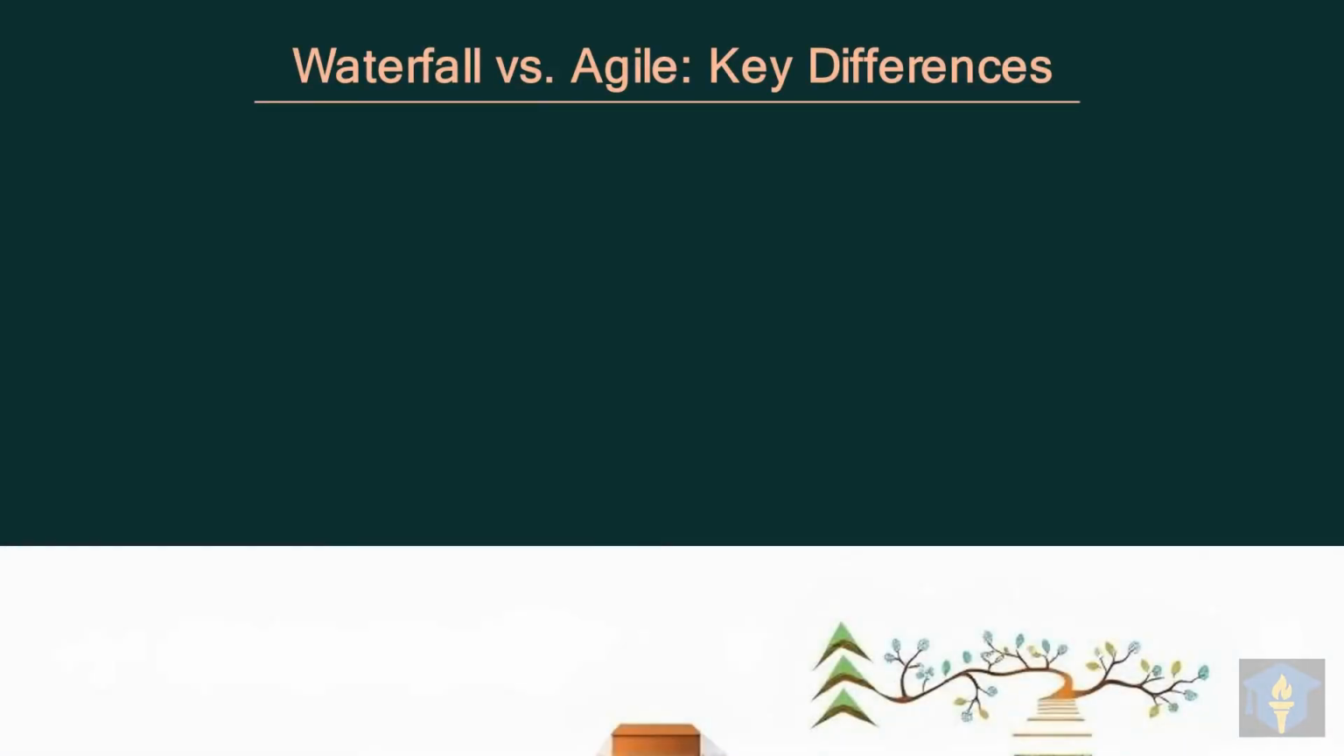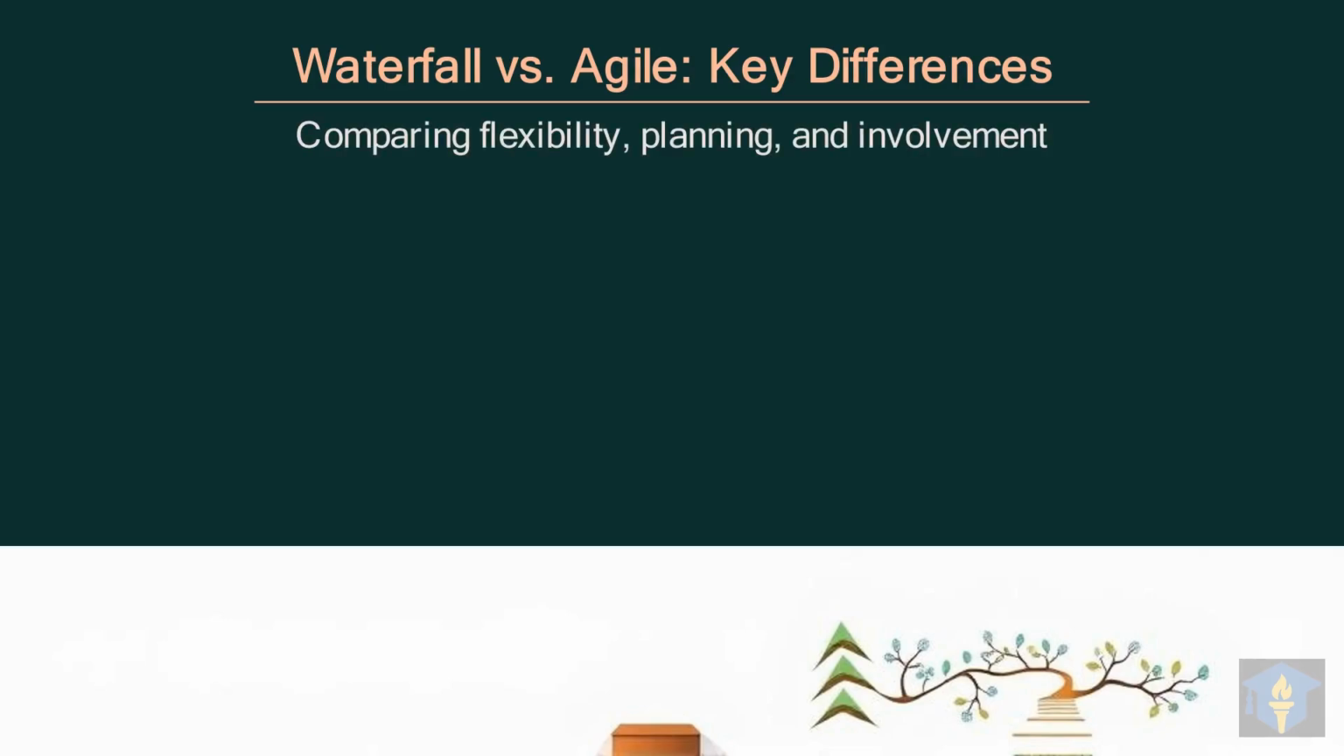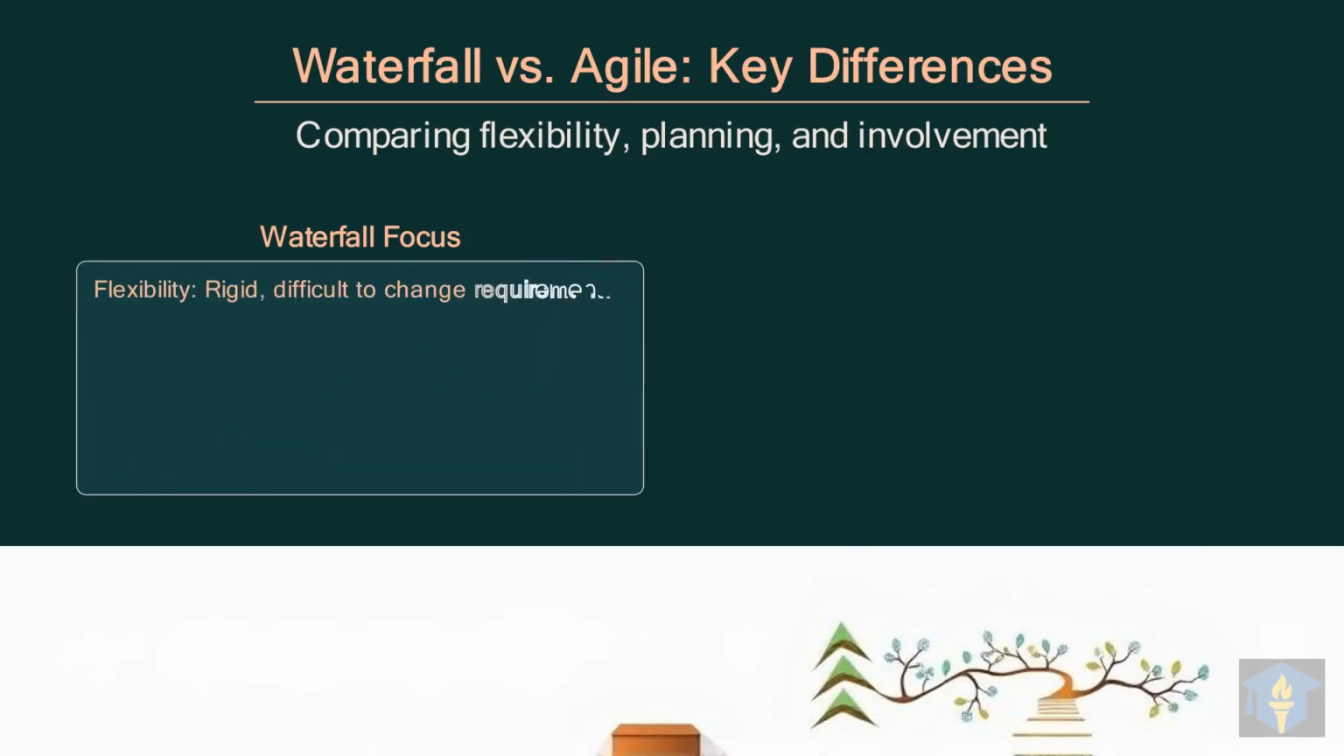Now, let's highlight the key differences between waterfall and Agile in more detail. We'll compare them across crucial aspects like flexibility, planning strategies, and customer involvement. Let's begin by focusing on the typical characteristics and priorities of the waterfall model. Waterfall is rigid, making it very difficult to change requirements once the project has started.